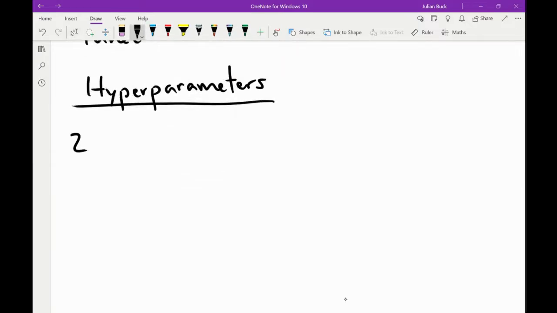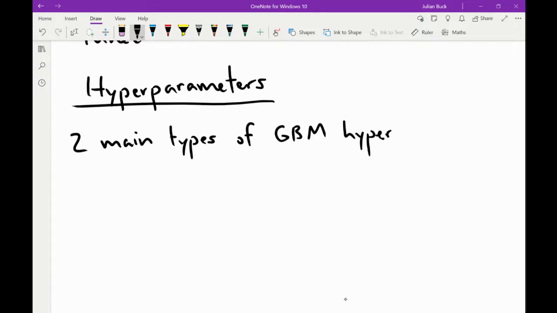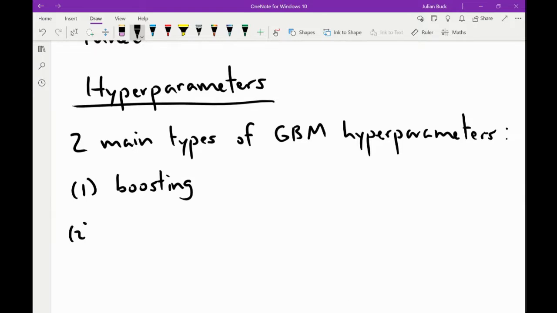So there are two main types of hyperparameters, and in these types, we'll have different specific examples. We're called the boosting hyperparameters, so hyperparameters related to the boosting algorithm itself. And then under the assumption that we're working with decision trees as the base learner, tree specific.